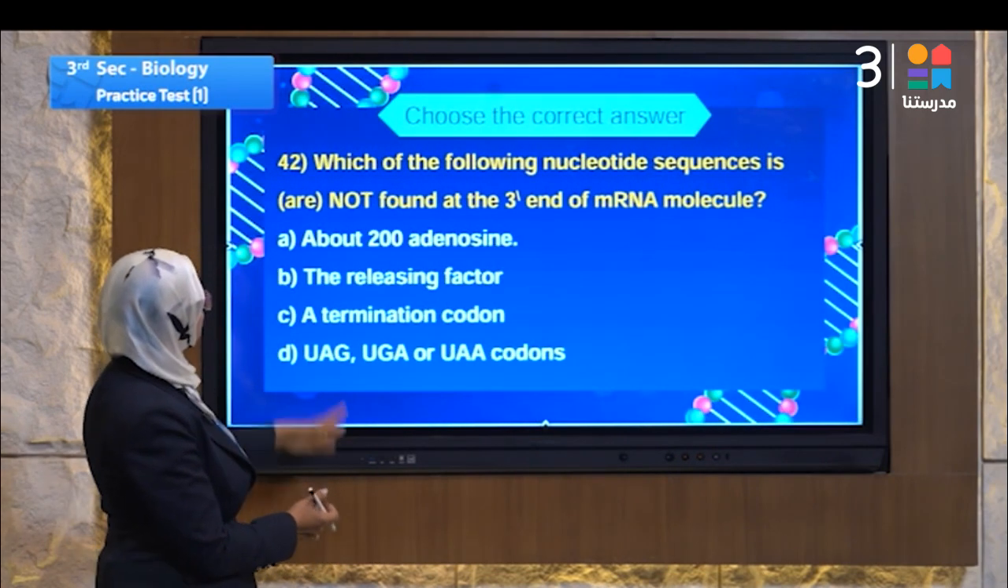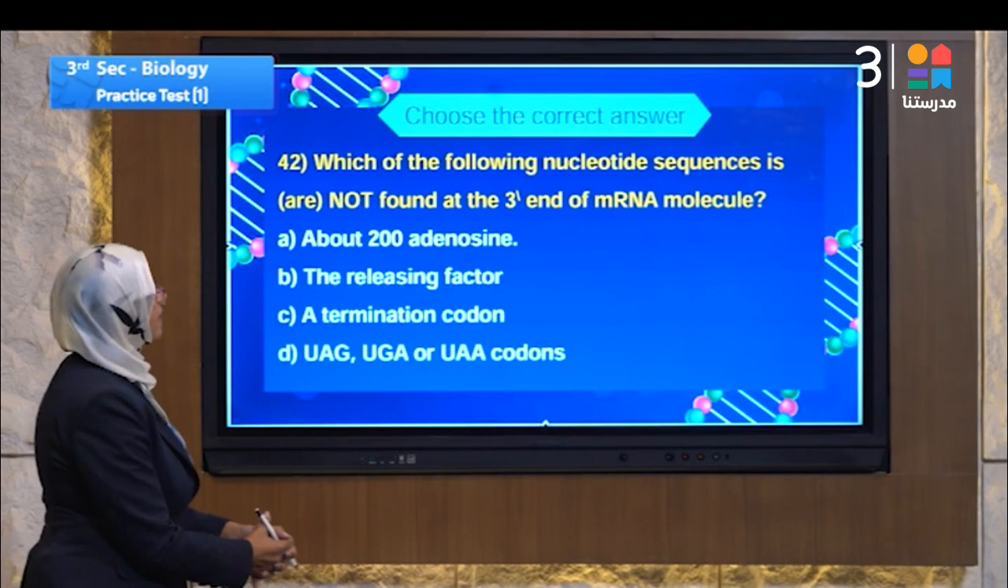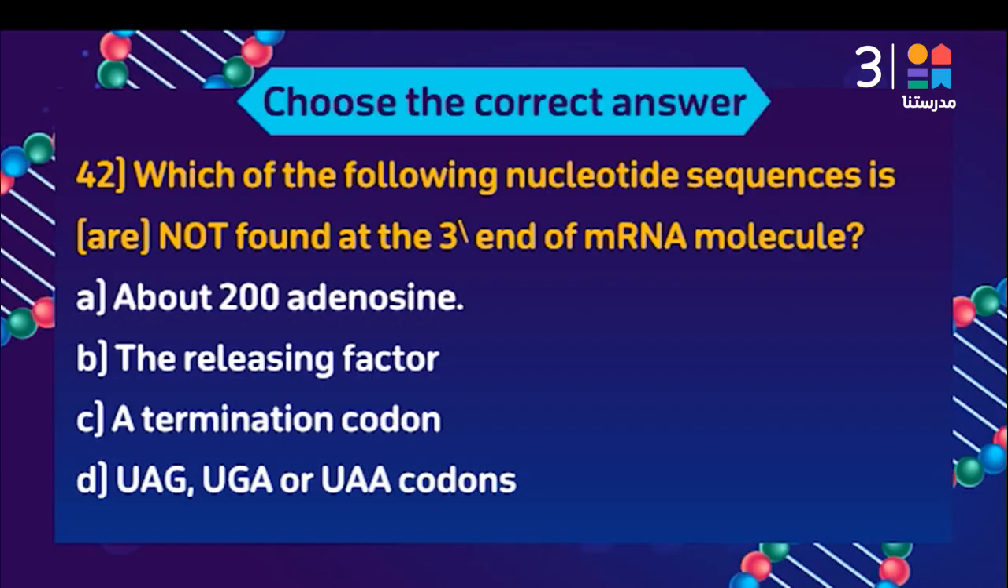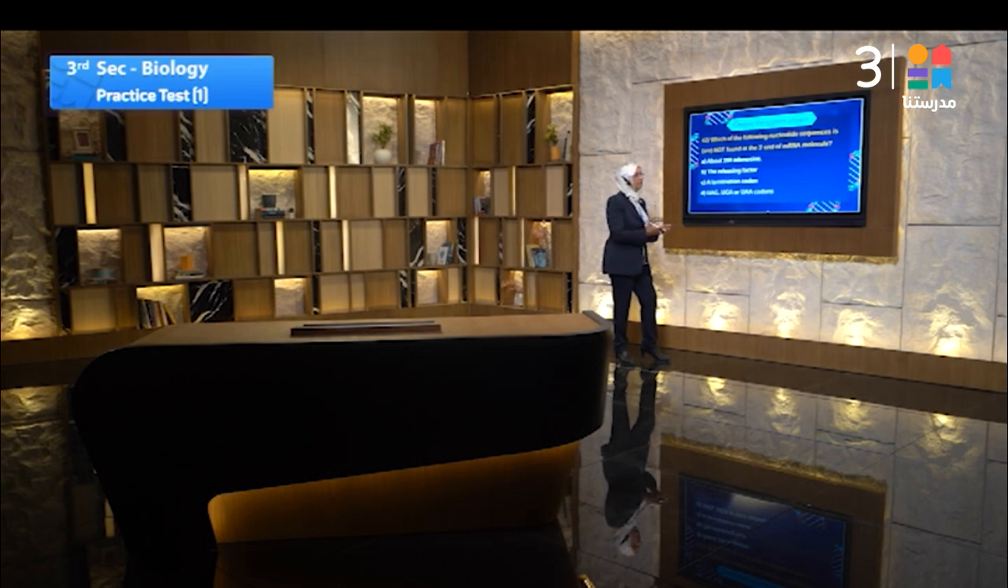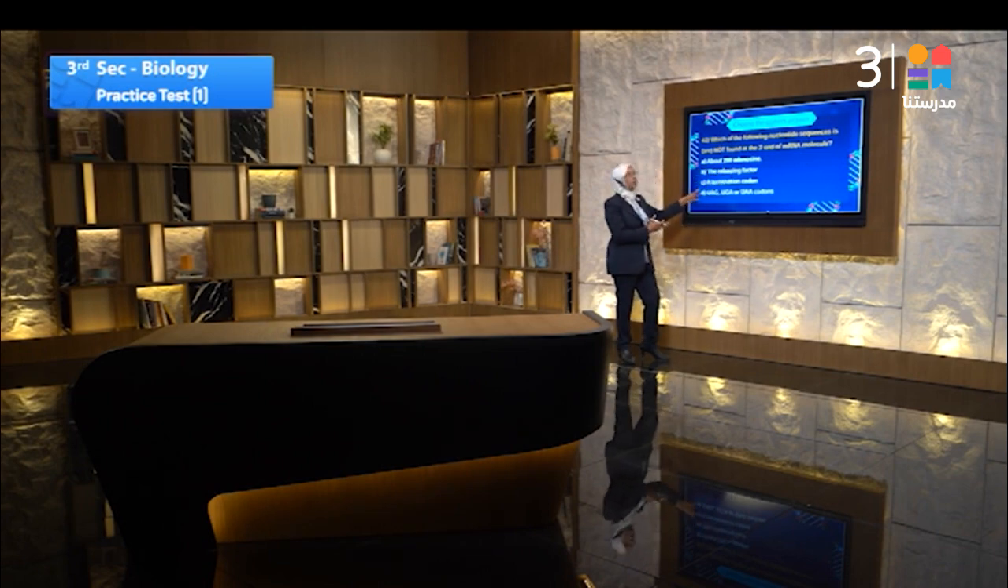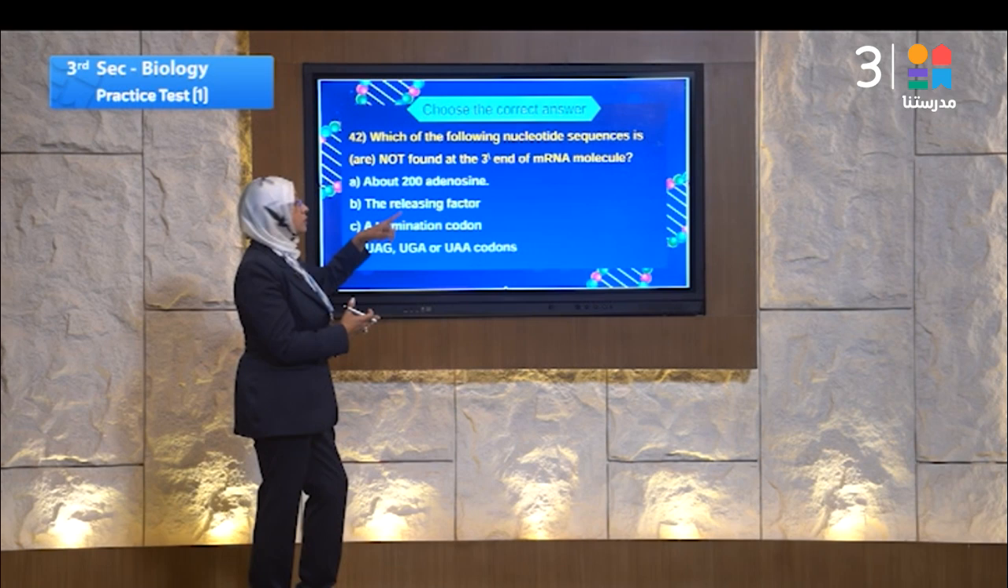Let's go to 42. Question 42 speaks about the nucleotide sequence. Let's read the question. Which of the following nucleotide sequences is not found in the 3' end of messenger RNA? We speak about the messenger RNA. What about the choices? Number A, about 200 adenosine. Yes, they are. We search for not found.